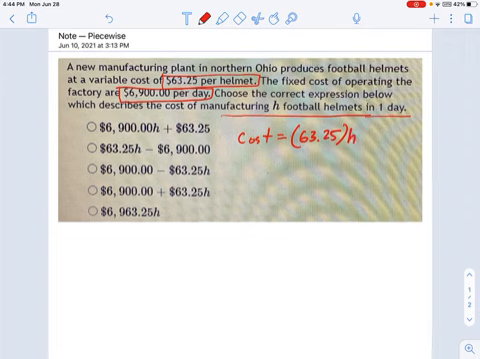Okay, if I'm making 100 helmets and they each cost $63.25, I know it's going to cost me $6,000 something because it's just 63 times 100. And then you have this fixed cost, which you just add on at the end, because even if you made 0 helmets, you would still have to pay $6,900. So you add, actually, we're not even solving anything here. We're just trying to figure out which one of these equations matches it.